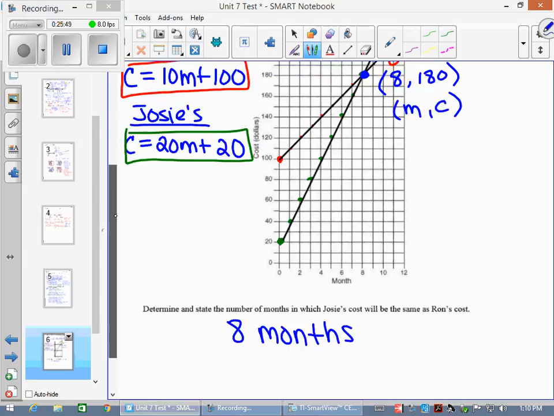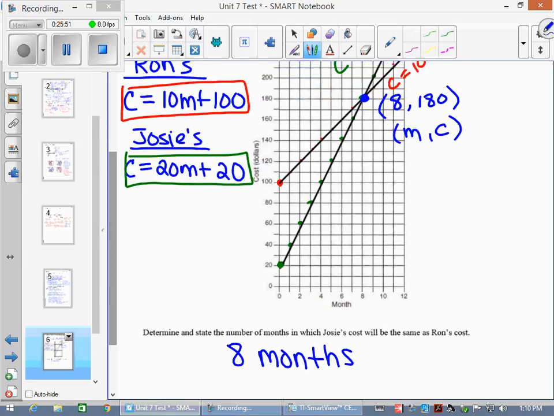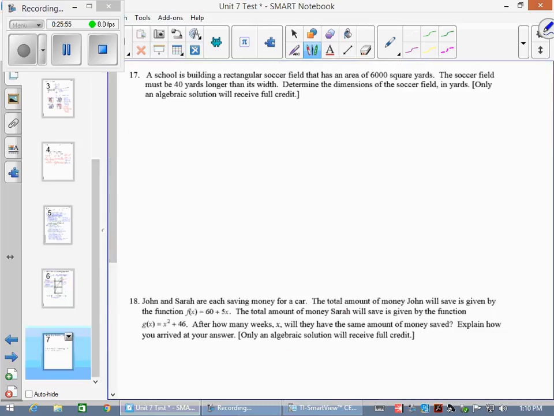Question 17. A school is building a rectangular soccer field. It has an area of 6,000 square yards. So I'm going to just start by drawing myself a rectangle and indicating that area. The soccer field must be 40 yards longer than the width. So the length of the soccer field is 40 yards longer than the width. So I'm going to let the width be X.